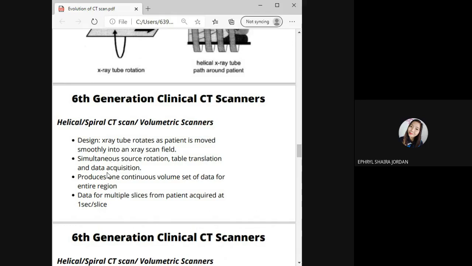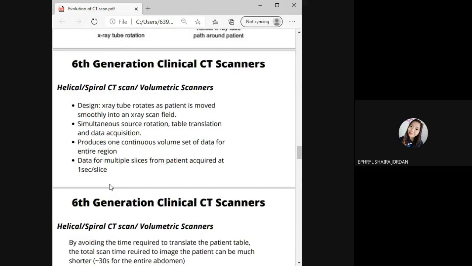And also, this generation of CT scan produces one continuous volume set of data for the entire region. So, pwede mo na ma-scan ang whole abdomen in just one acquisition with this generation. So data from multiple slices from the patient is acquired at 1 second per slice. So imagine it's very fast.